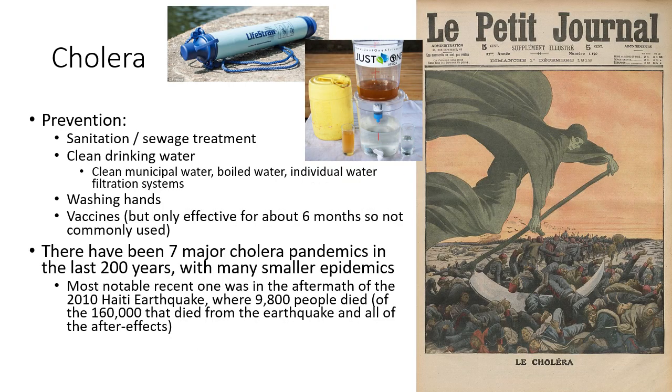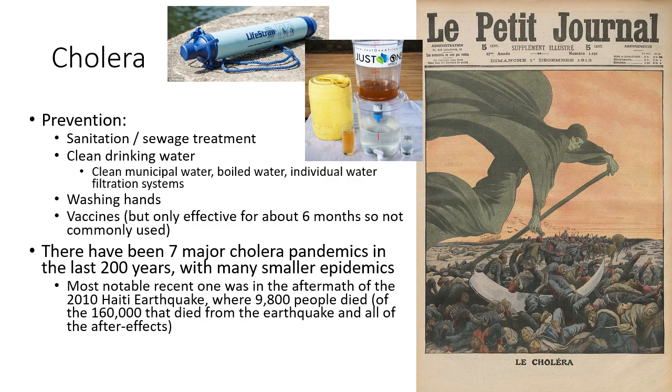So when we talk about cholera and the next one, which is dysentery, clean drinking water is really the main solution for this. So proper sanitization and clean drinking water, whether that is coming from a water treatment facility and then pumped to people's homes, or whether it's coming from boiling your water, or from individual water filtration systems. Having proper sewage treatment is also critical, and getting proper sewage treatment and clean municipal water supplies to people in developing nations is really the best way to prevent cholera from occurring.